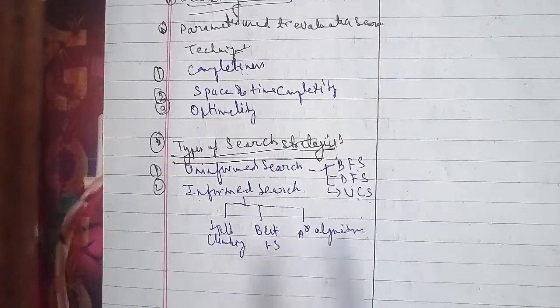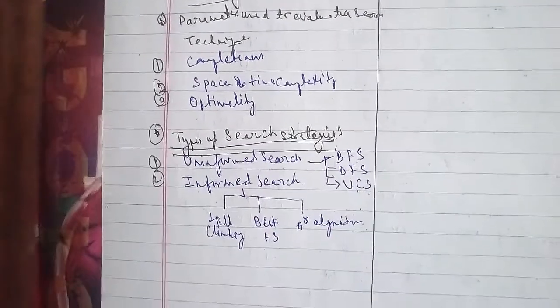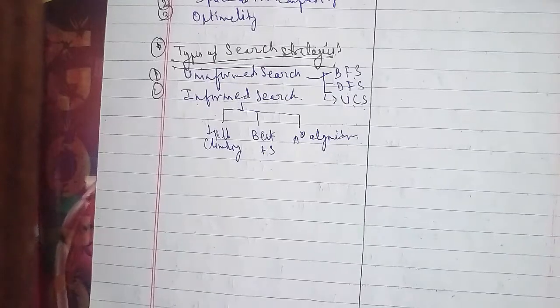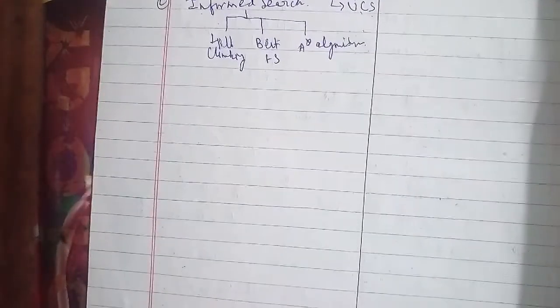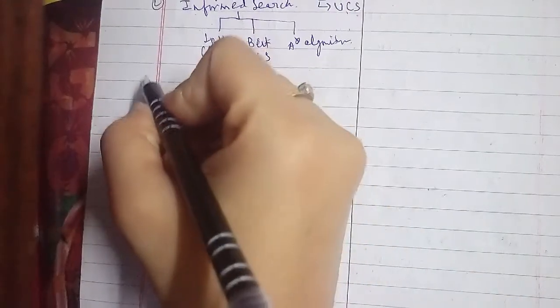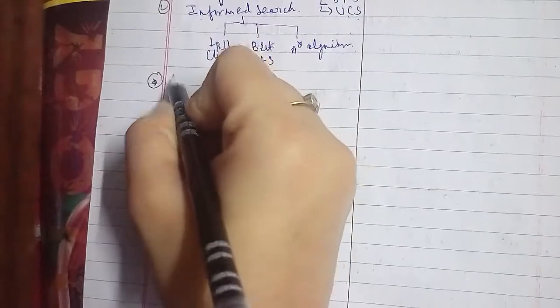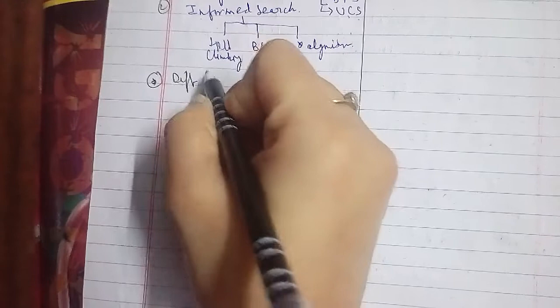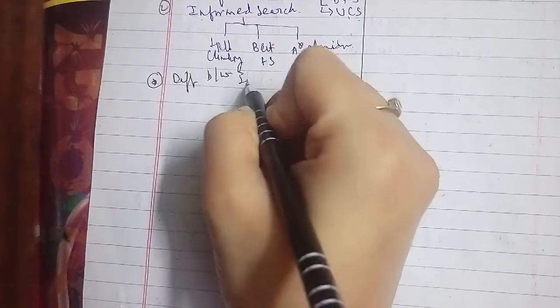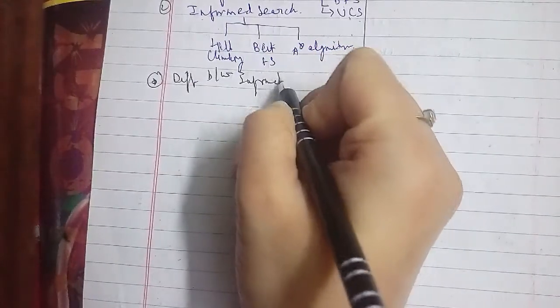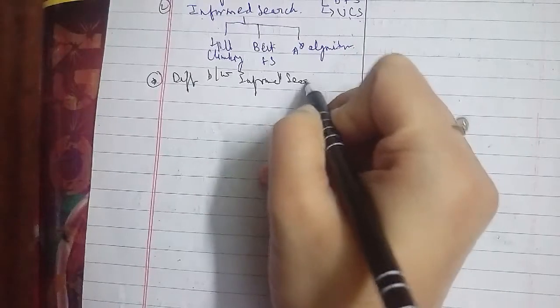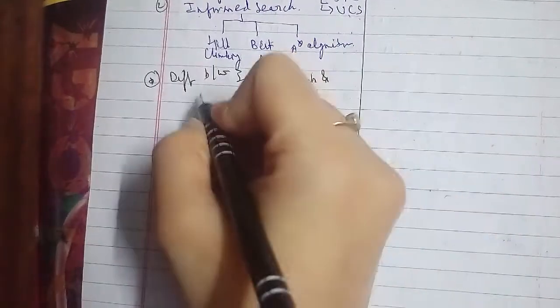Difference between informed search and uninformed search. In informed search, what we have to discuss is that it uses knowledge to find the steps to the solution, and for uninformed search, there is no use of knowledge.